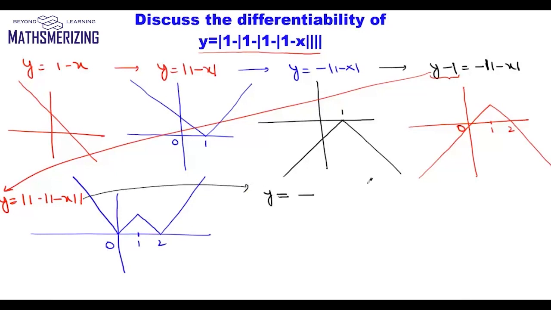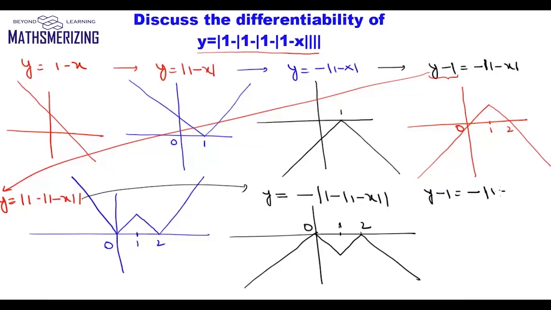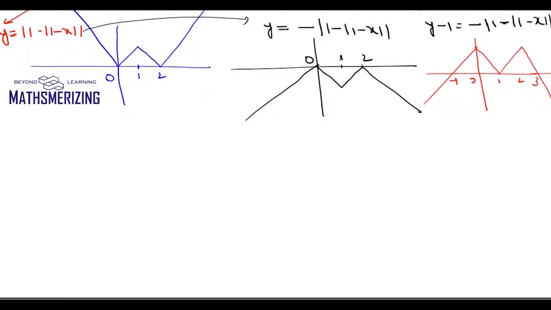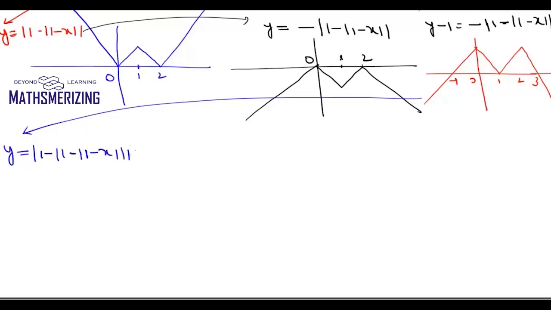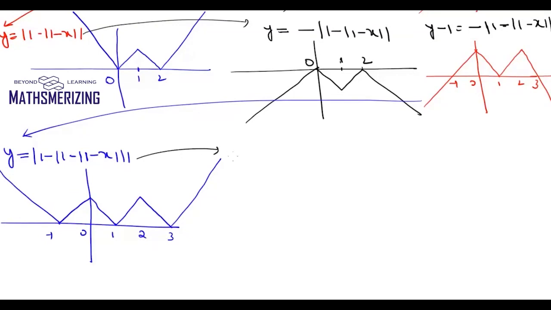Now again I take the transformation. Then again I'll shift it. Now again from here, y equals mod of 1 minus mod of 1 minus mod of 1 minus x. So minus 1, 0, 1, 2 and 3. Now we just need to do that one more time.